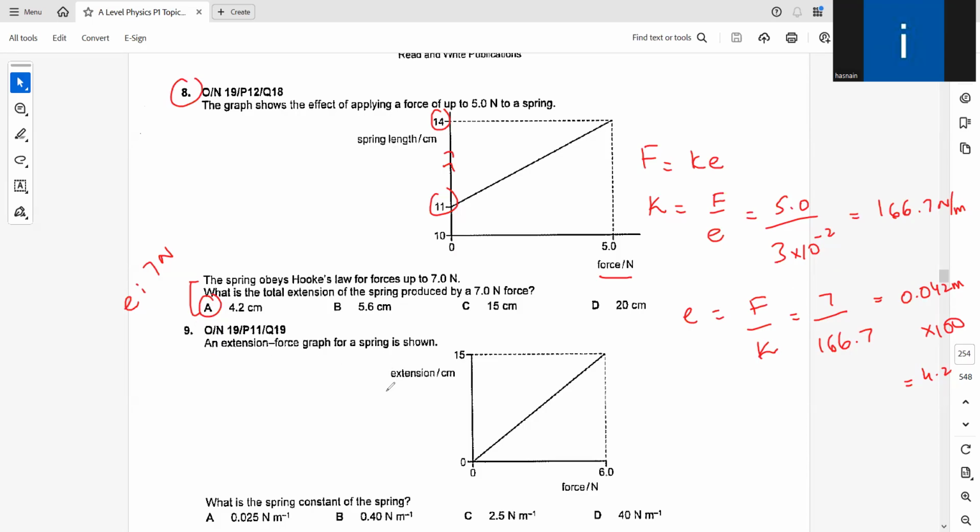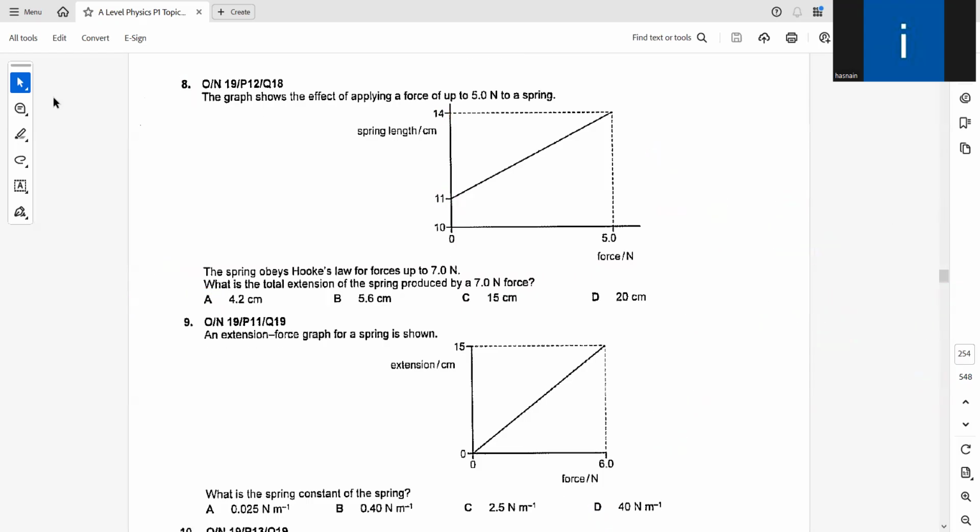Question 9, an extension-force graph is there. Okay, we can see that. What is the spring constant? So 6 divided by 15 exponent minus 2, which is 40. So that's D. And these are now kind of easier questions.